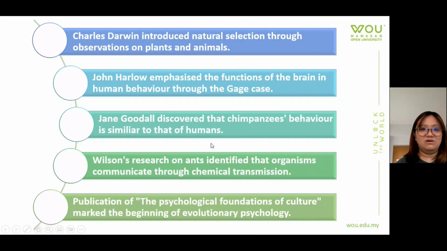So we have gone through the four main notable persons in the biological perspective. The first one is Charles Darwin, who introduced natural selection through observations on plants and animals, followed by John Harlow, who emphasized the function of the brain in human behavior through a case study.